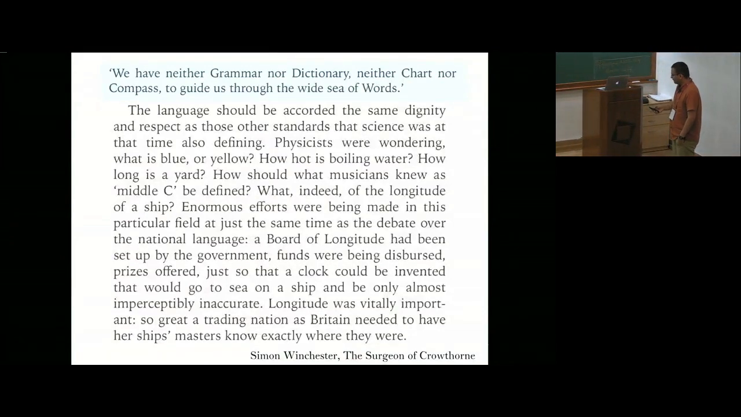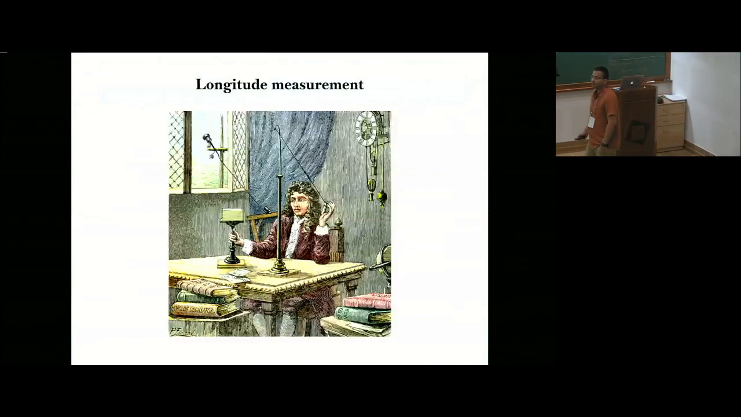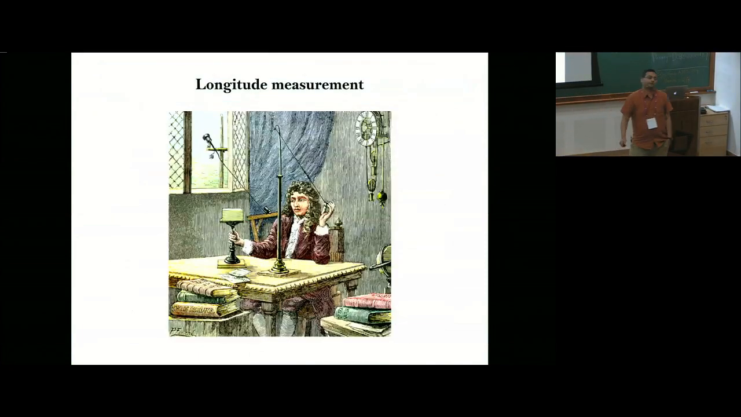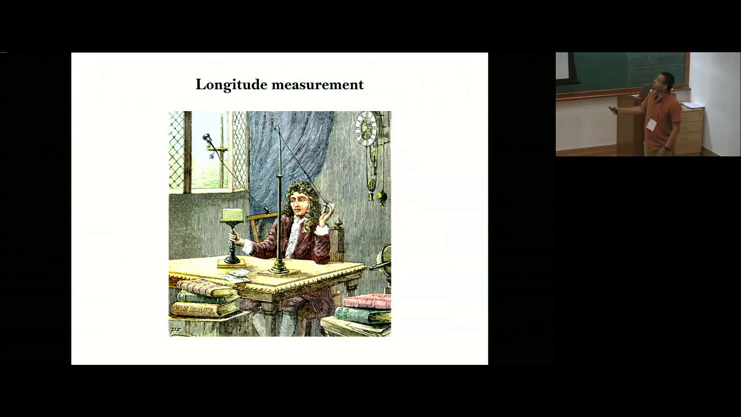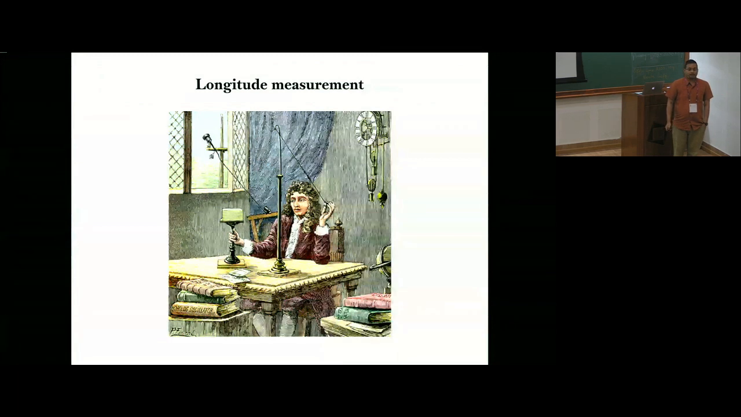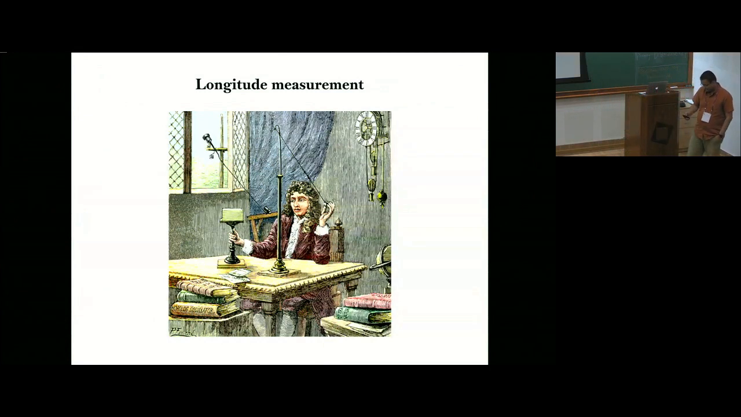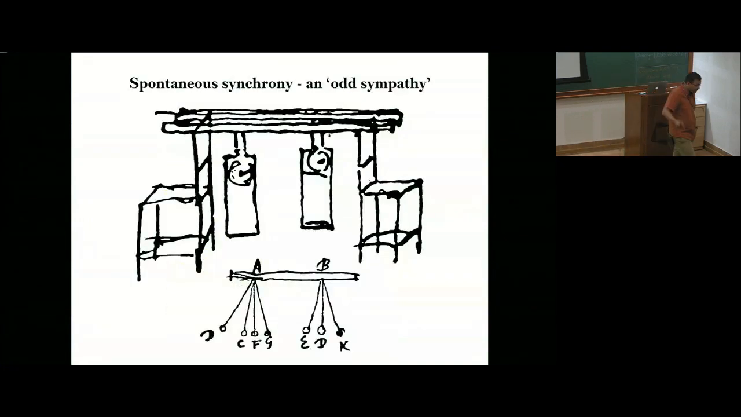This was an effort that occupied the mind of a very famous scientist, Christiaan Huygens, back in the 1600s already. He himself was already trying to design more and more precise clocks to aid in the measurement of this longitude. And in his experiments to design better and better clocks, he made this observation of the phenomenon of spontaneous synchrony.